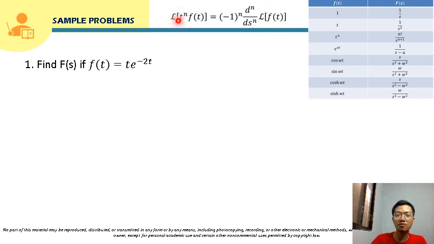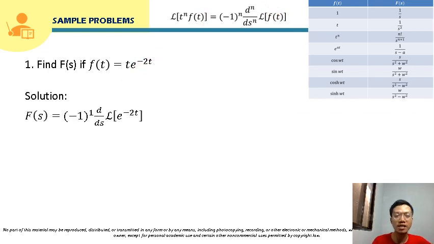Applying s differentiation, we will just apply this formula wherein our f of t will be e raised to negative 2t. We will use the formula negative 1 raised to n, wherein our n here, since this is t, will just be 1. That n is the order of the derivative, so that will just be 1. So we will derive once the Laplace transform of f of t, wherein f of t is e raised to negative 2t.